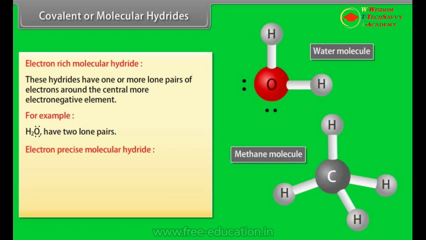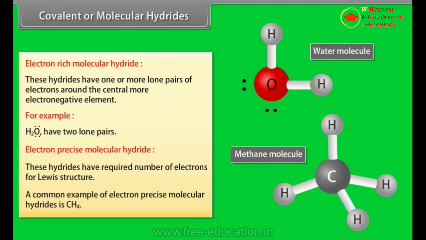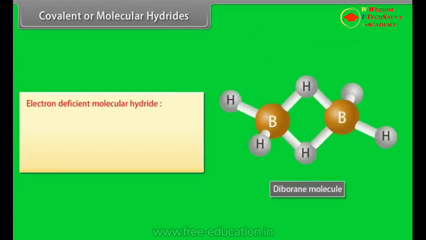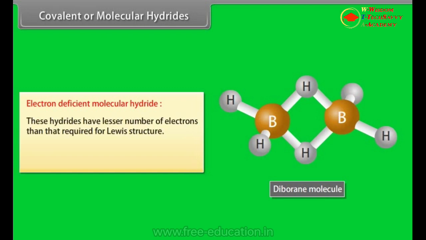Electron-precise molecular hydrides. These hydrides have the required number of electrons for the Lewis structure. A common example of an electron-precise molecular hydride is methane. Electron-deficient molecular hydrides. These hydrides have a lesser number of electrons than that required for the Lewis structure. A common example of such a molecular hydride is diborane.